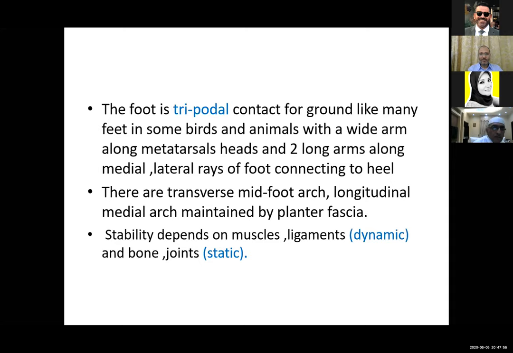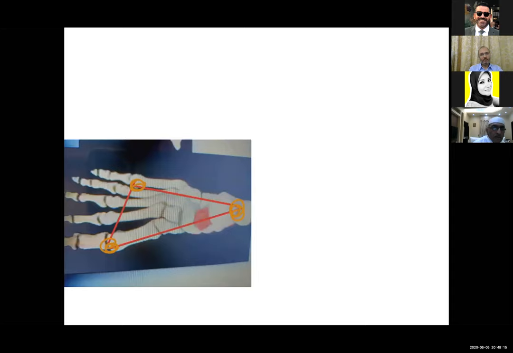Stability depends on muscle and ligament. Muscle and ligament, which are soft, we call dynamic, because they perform action. And bone and joint we call static, because they can hold the weight bearing and the whole body. These are the three points: this one, this two, this three. This point at the heel, this point at the head of the first metatarsal, this point at the fifth metatarsal, this is the arm between two, and this is the lateral arm, and this is the medial arm. So this is a tripodal or triangle for weight bearing. This is very important to decide about the level of amputation later. We'll decide that, so I will mention it in types of amputation later.